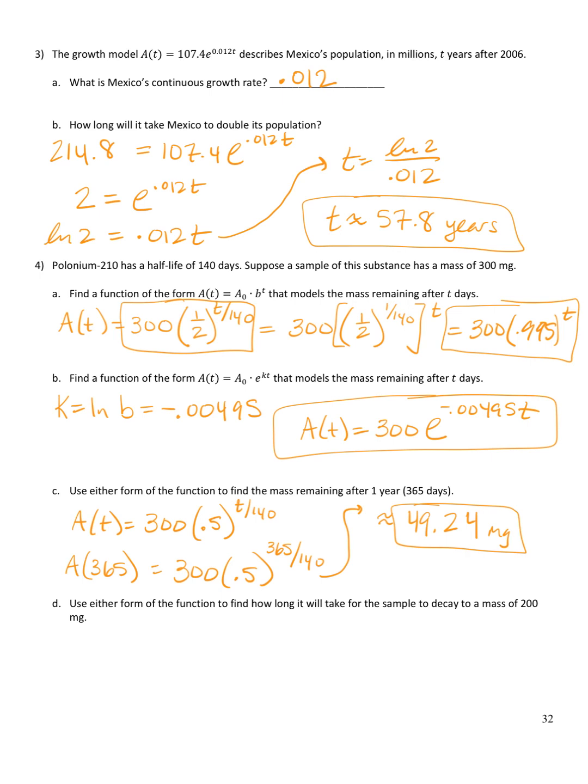Now I can use either form of the function to find out how long it will take for the sample to decay to a mass of 200. So maybe I'll use the other form to answer this question, just because I can pick whichever one I want, this one or this one or this one. Okay, so I'm going to write out the form. A of t equals 300 e to the negative 0.00495 t. And then I want to know how long, so I'm going to be solving for t, for time, till I get 200. So I'll make 200 the left side.